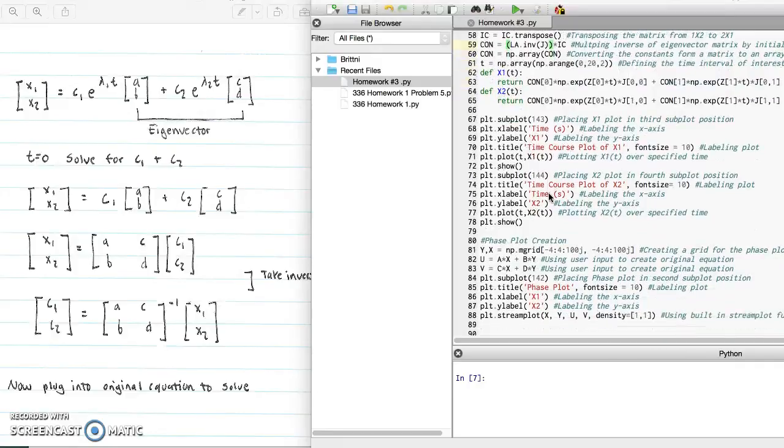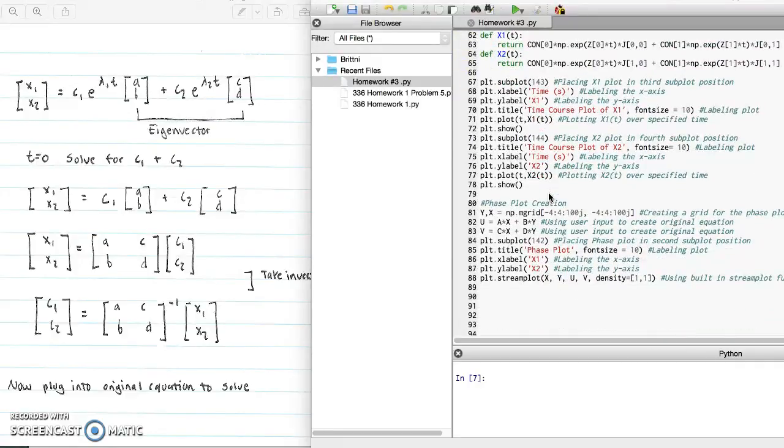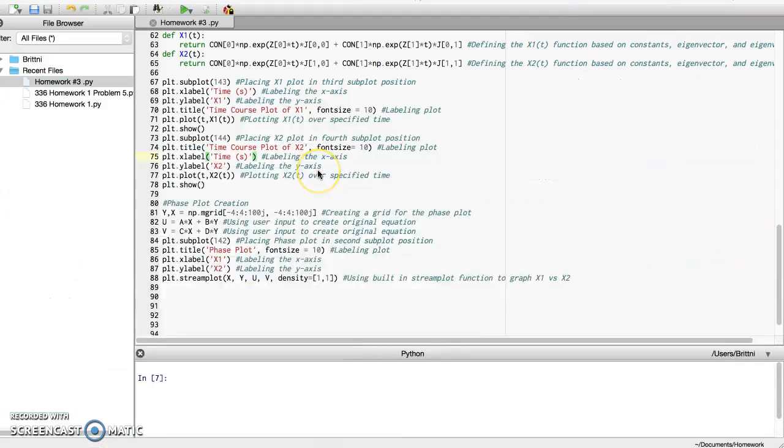I then created the phase plot by using the original Jacobian provided by the user to recreate the original equation. So here you'll see I'm doing the original values times x and y, which is representative of x1 and x2, and then I'm using the built-in streamplot function in order to create the phase diagram. Let's now run the code and see how it works.